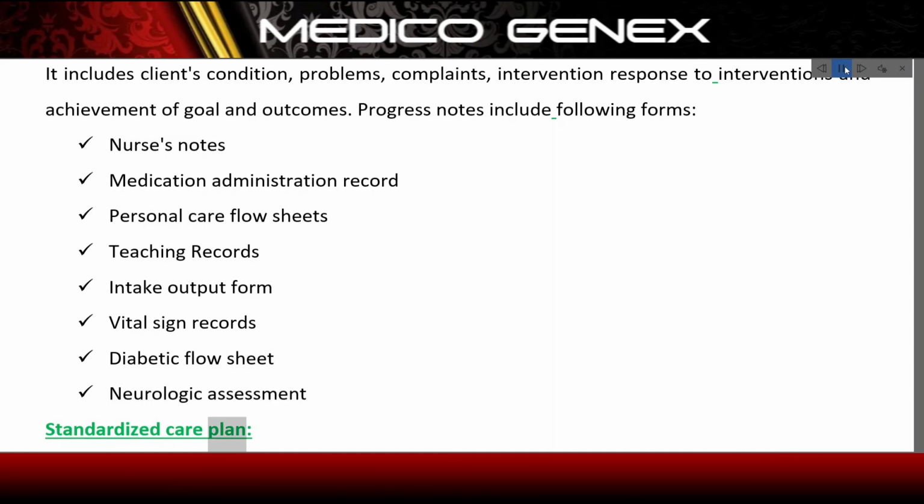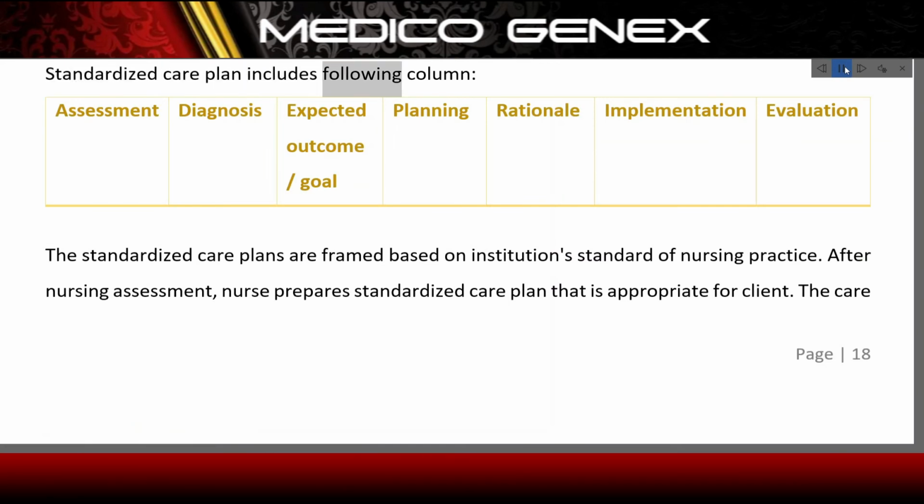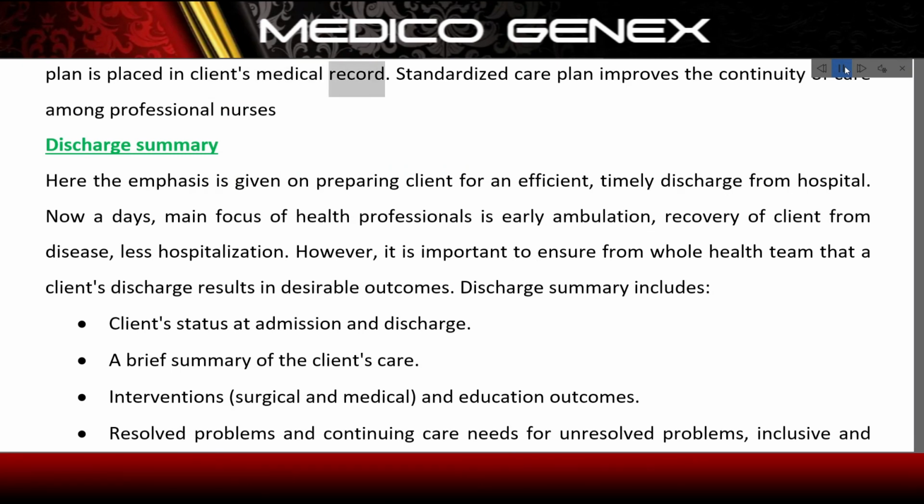Standardized care plan. Standardized care plan includes following columns. Assessment. Diagnosis. Expected outcome/goal. Planning. Rationale. Implementation. Evaluation. The standardized care plans are framed based on institution's standard of nursing practice. After nursing assessment, nurse prepares standardized care plan that is appropriate for client. The care plan is placed in client's medical record. Standardized care plan improves the continuity of care among professional nurses.